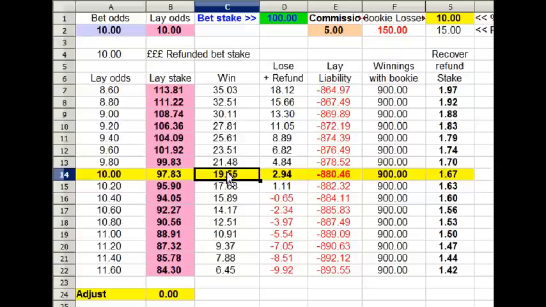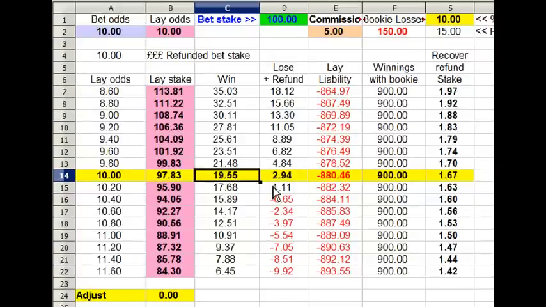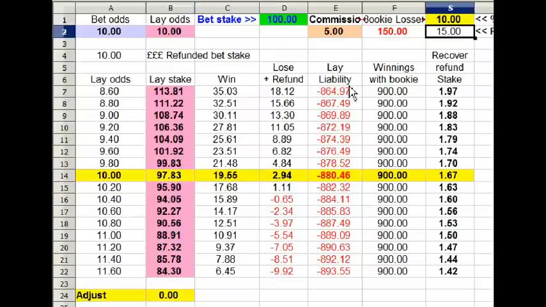Now, it doesn't matter whether you hit a winner or a loser with your first trade, and if you hit some losers and then you happen to hit a winner, you come out with a profit that includes the refund that you've built up so far.